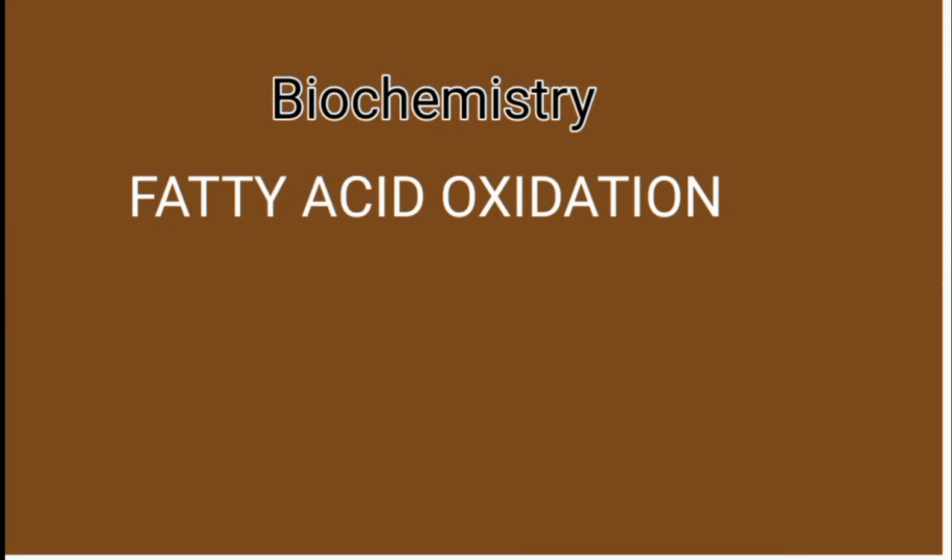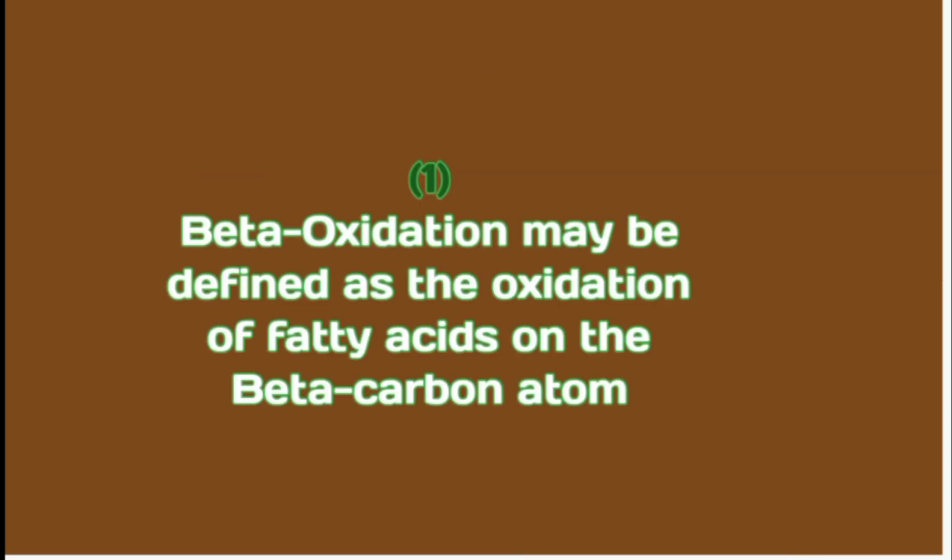Today, we're going to talk about fatty acid oxidation. This is how fatty acids are broken down in certain tissues to produce energy, which is used by the body. Mostly, fatty acids are oxidized by beta oxidation, and this is named so because the beta carbon of the fatty acid is what is being oxidized.